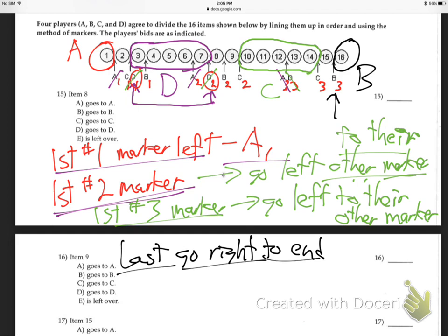So item 8, where's item 8? Oh, it's leftover. Item 9, it's leftover. This is like a trick question. Item 15, leftover. Those are all E, aren't they? Did they trick you? Leftover, leftover, leftover. Good? Questions on that? All right, let's do that.